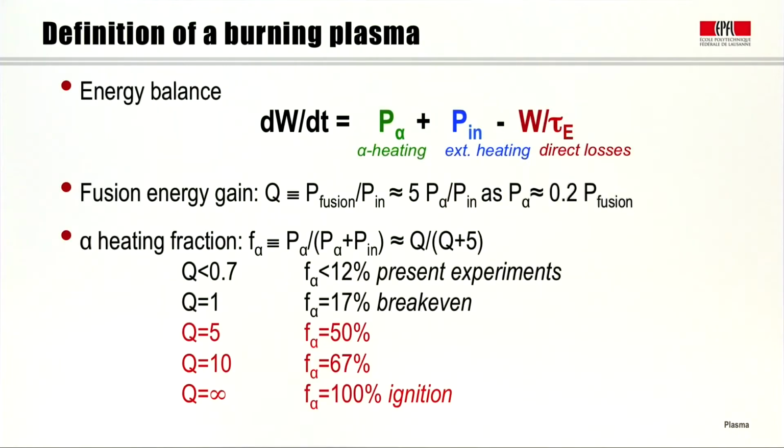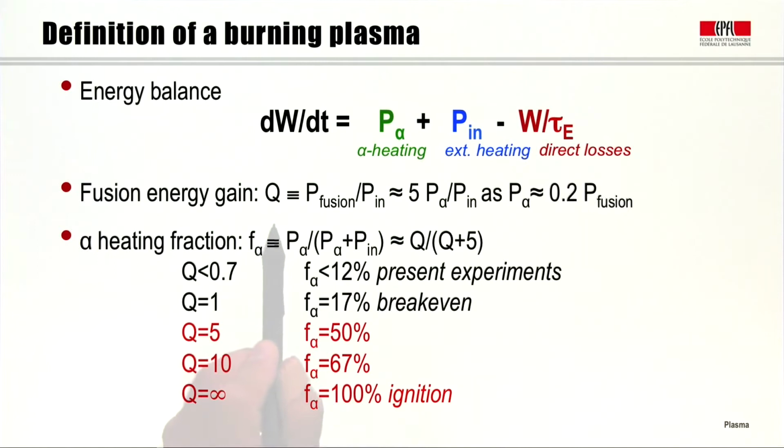So what is a burning plasma? Let's recall the energy balance. We have a possible variation of the energy content in the plasma because the alpha particles heat, if we have fusion reactions, or because we put power from the outside, so-called additional or external heating. And of course, with the minus sign, we have to include the term for the losses, which, as we have said in the past, are dominated in general by direct losses, represented by a single parameter, the energy confinement time.